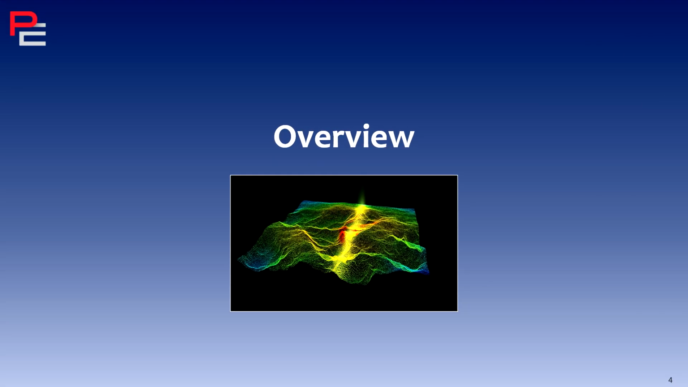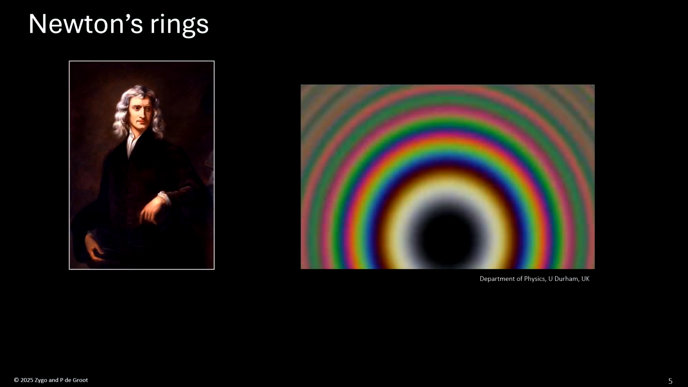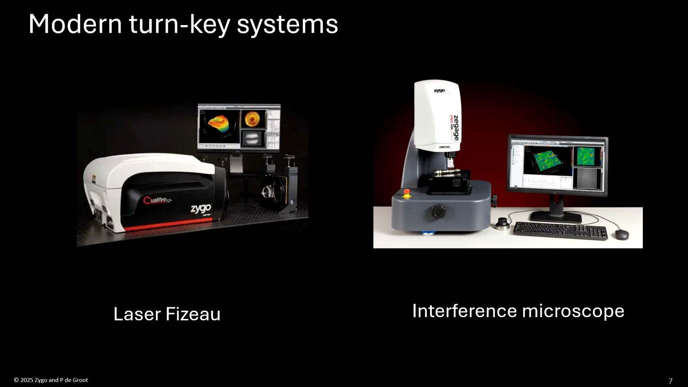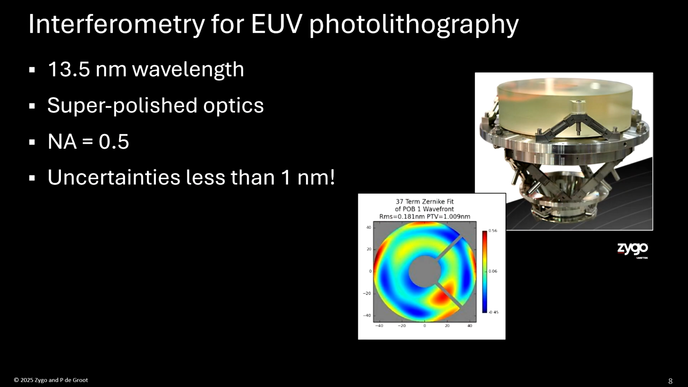We'll begin with an overview of interferometry and what it's used for. A good place to start is with some history, including Newton's rings. We'll then trace the history up to the 1980s when computerized phase shifting became popular. That'll bring us up to the present day. We'll finish up the overview with the current state of the art, for example, interferometry for extreme ultraviolet photolithography components, synchrotron mirrors, gravitational wave detectors, and the like.